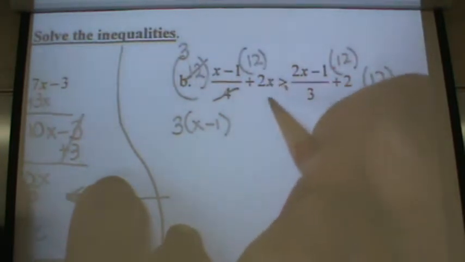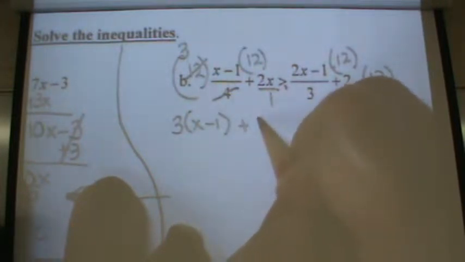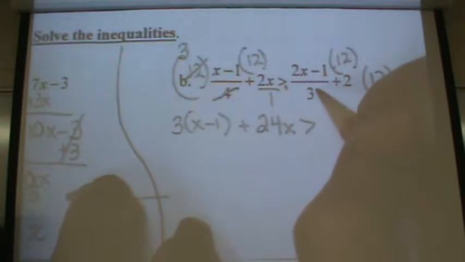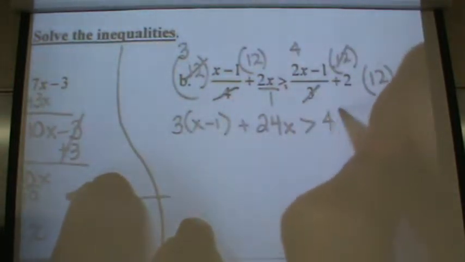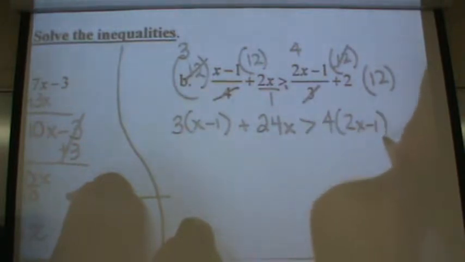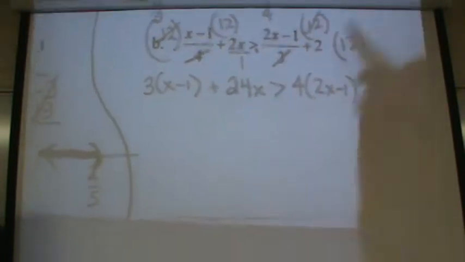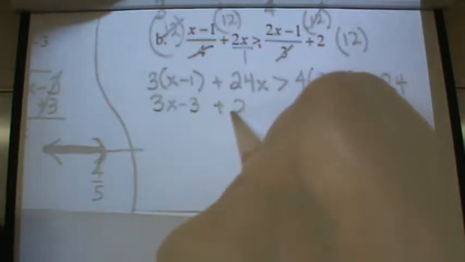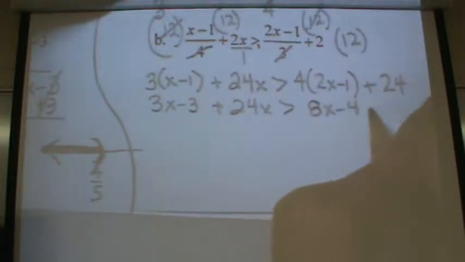Okay, what about this? There's nothing to cancel, so what do I do with this 12 and 2x? 24x. I know you guys know this. How about 3 goes into 12 4 times? So distribute. So it'd be 4 times 2x minus 1, and then 2 times 12 is 24. Distribute 3x minus 3, plus 24x, greater than 8x minus 4 plus 24.